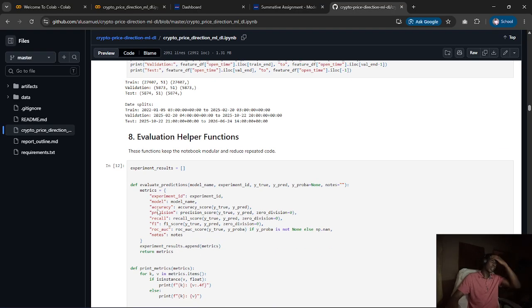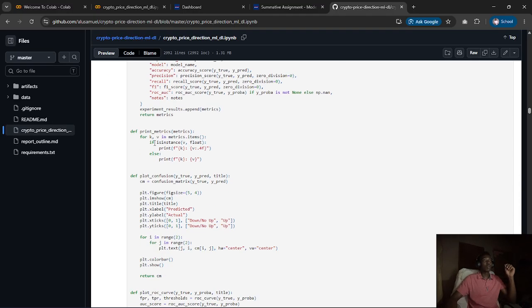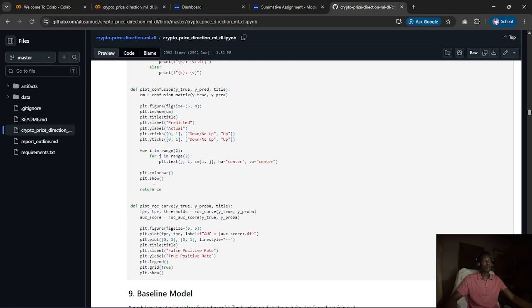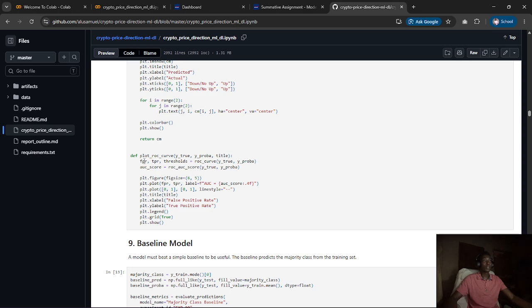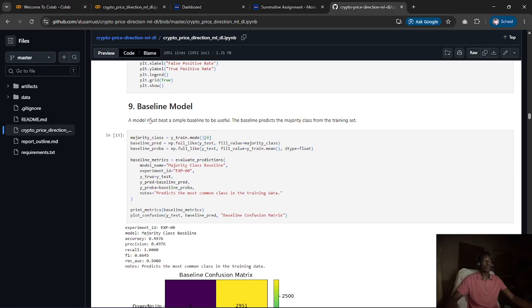Evaluation helper functions: these functions keep the notebook modular and reduce repeated code, of course, because here we will be evaluating the prediction, experiment ID, model, accuracy, precision, recall, F1, ROC AUC, and notes. On this part, we also print the metrics. We will also do a plot, of course, and we will have the plot ROC curve and the base model here.